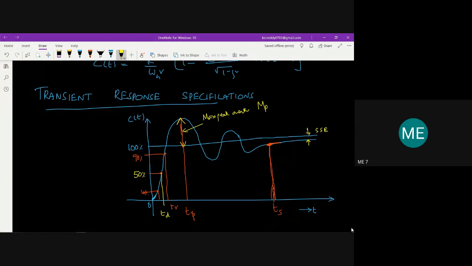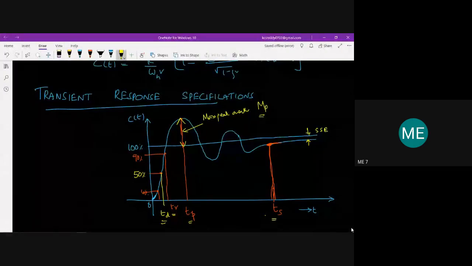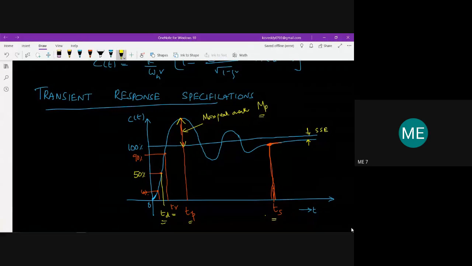So this is what you can call a transient response of a system which is in an oscillating behavior. Here we have different terminologies which I have used: TD, TR, TP, TS, and MP. Steady state error we have already discussed how to calculate, and these are the different terminologies used in the transient response of a system. So now we can derive these equations.